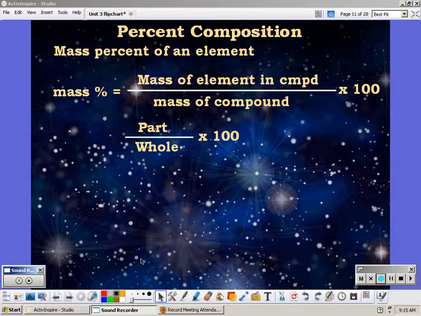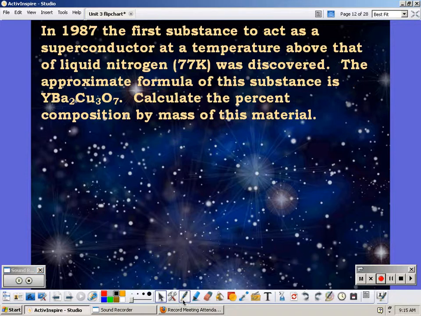Or you might be asked to find the polyatomic's mass percent. So it's not just for elements. If they don't specify a specific element or compound or polyatomic to find, then you need to do each individual element in that whole compound.